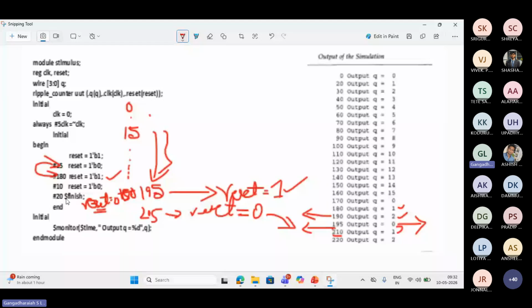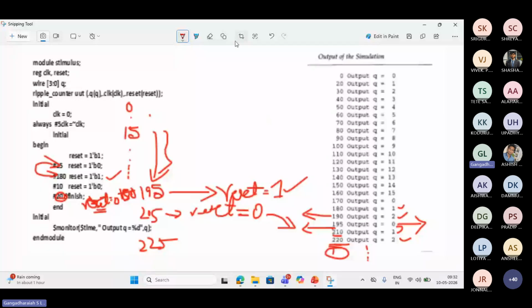Again, it will continue at 20. After another 20 means at 225 the $finish. I'm completing my simulation and capturing the event at 220. At 220, my reset is 0, so it counts. If you make it another 50 in place of $finish, you will see some more counting sequences. But I'm finishing my simulation at this point.